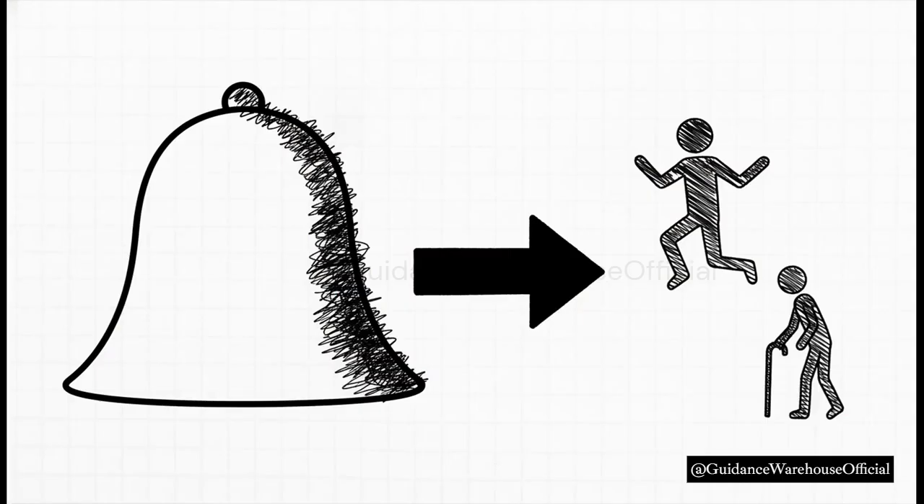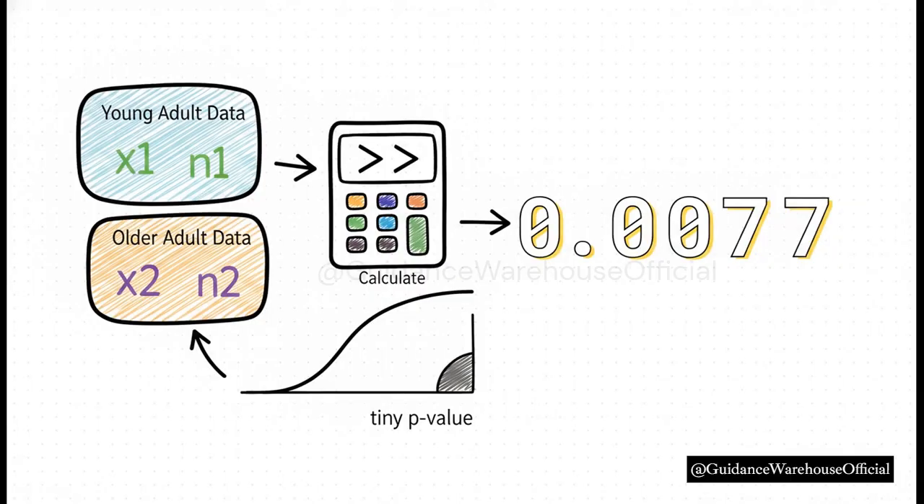First things first, let's identify our tail. Because the marketing firm is arguing that the younger proportion is greater than the older proportion, we're now dealing with a right-tailed test. Our alternative hypothesis is looking specifically for a positive difference. All right, so we plug our young adult data into X1 and N1, our older adult data into X2 and N2, select the greater than option, and hit Calculate.